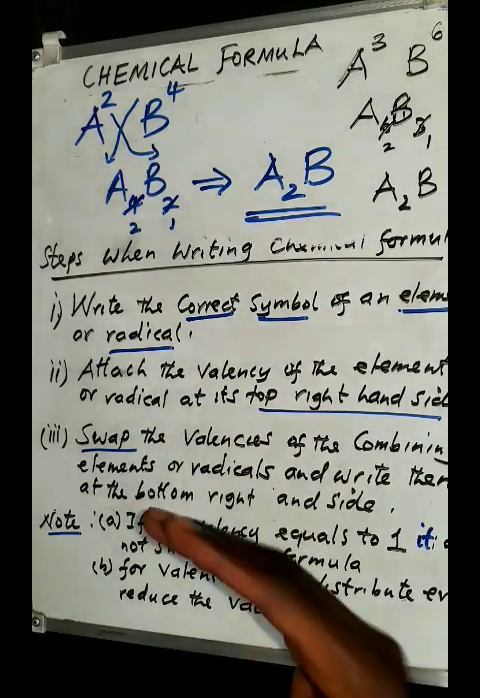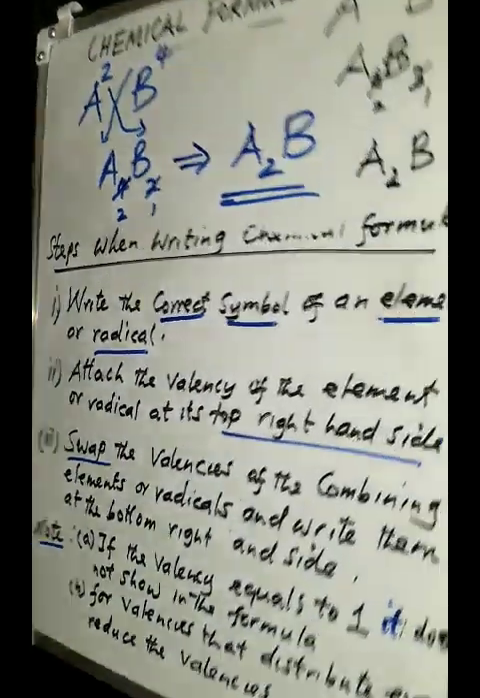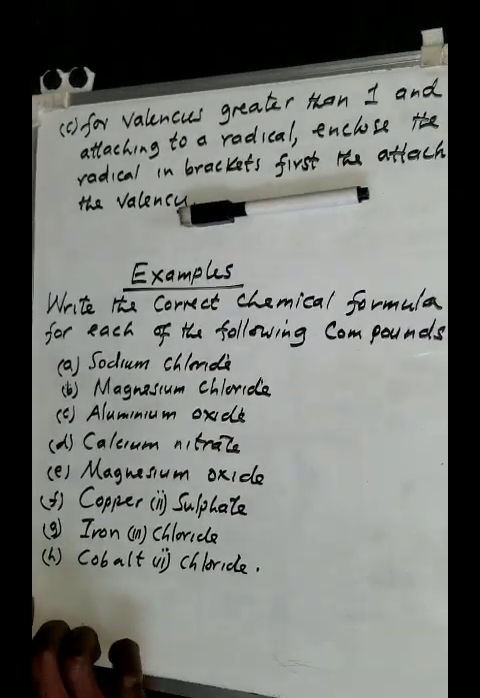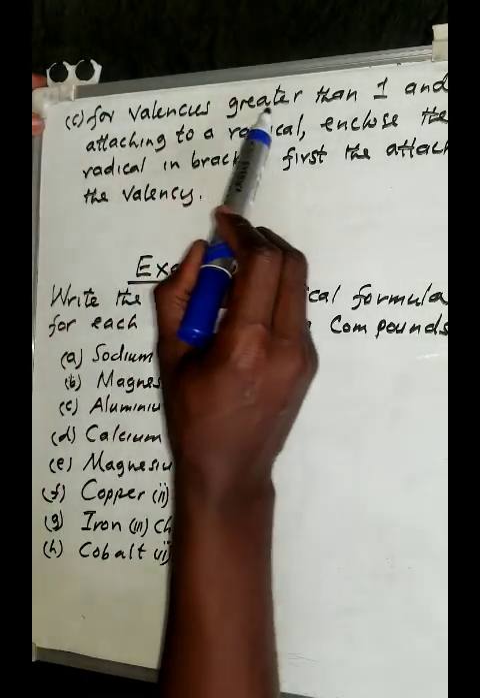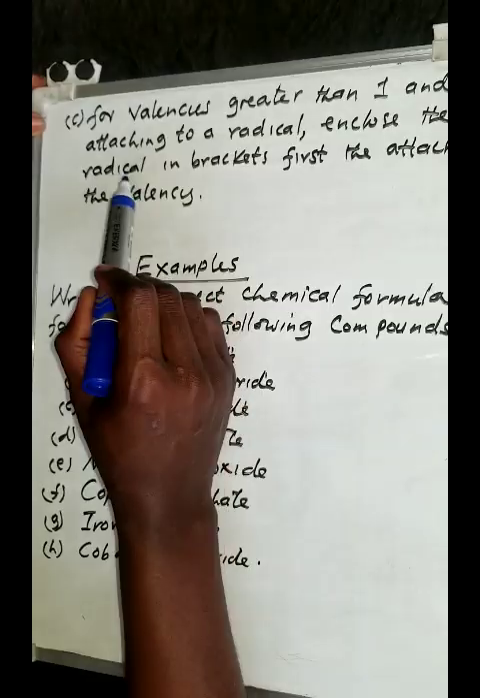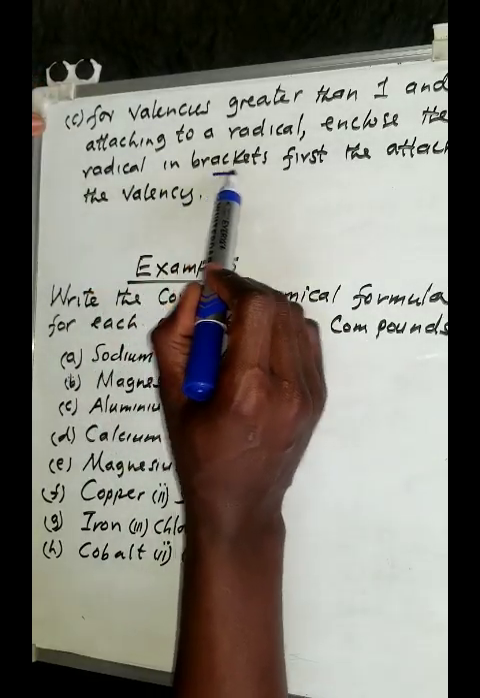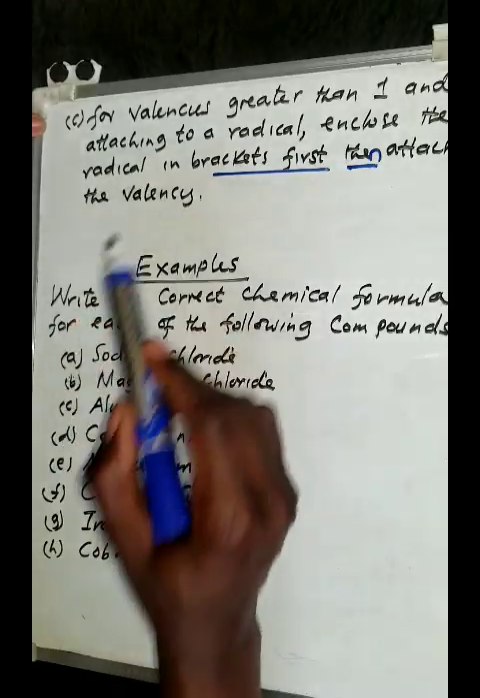Don't worry, this requires you to practice. Oftentimes it's not a one-day thing, but you need to practice. The last but not the least tip that I want to give you is that for valences greater than 1 and attaching to a radical, enclose the radical in brackets first, then attach the valency.